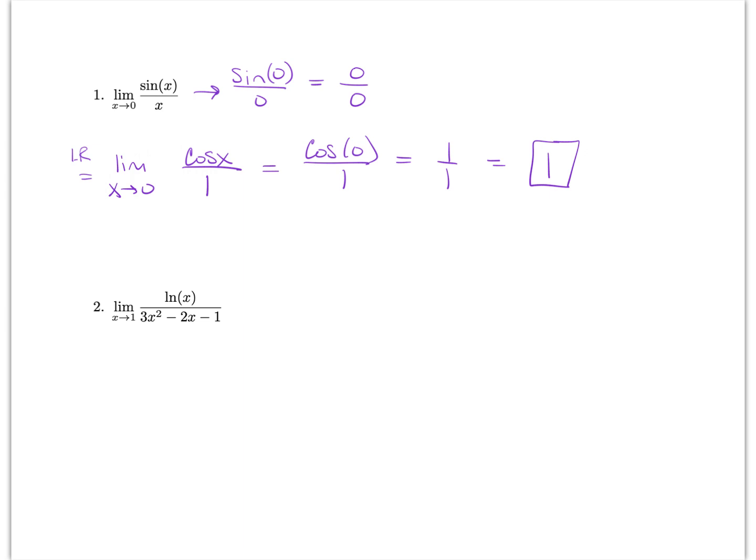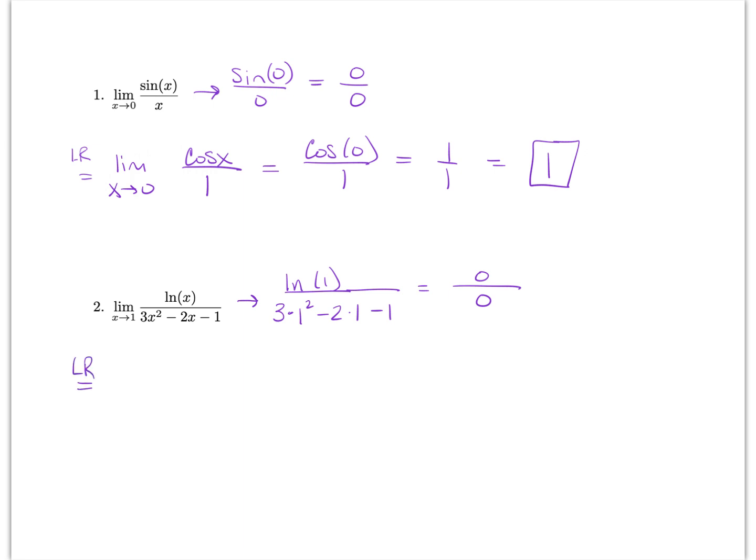Number 2, the limit as x approaches 1 of ln x over 3x squared minus 2x minus 1. So first thing I do is I try to just plug in x equals 1. So I have the ln of 1 over 3 times 1 squared minus 2 times 1 minus 1. The ln of 1 is 0. And this is 3 minus 2 minus 1, which is 0. So I have 0 over 0, indeterminate form. I can use L'Hopital's rule.